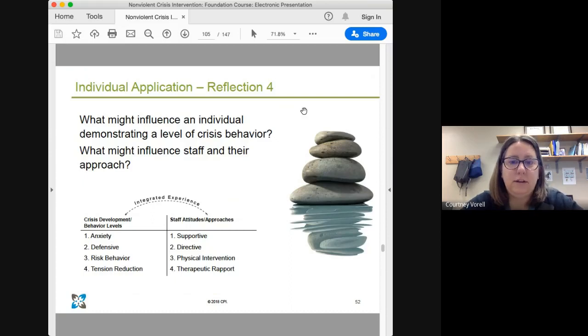And then another thing to consider with your team would be what might influence an individual demonstrating a level of crisis behavior? What might influence a staff in their approach? And it goes back to identifying what you're seeing and responding in accordance with that integrated experience. Again, under responding or over responding with your staff attitude or approach may affect and worsen that crisis development or behavior level we're seeing with our student.